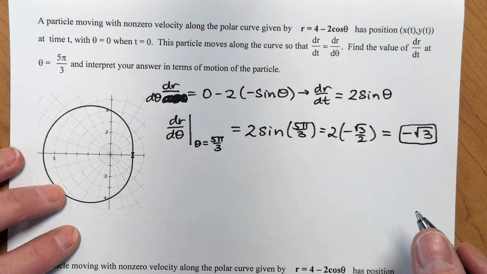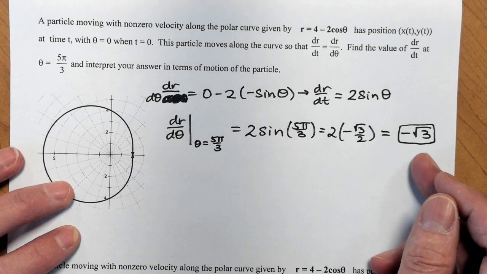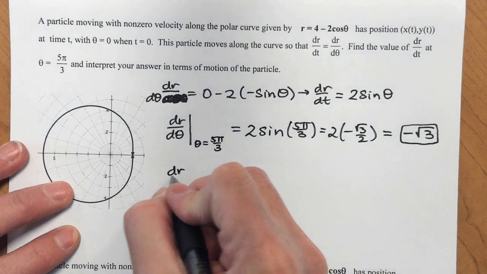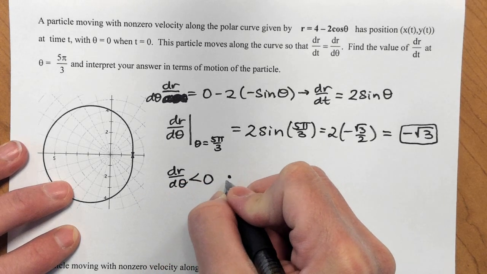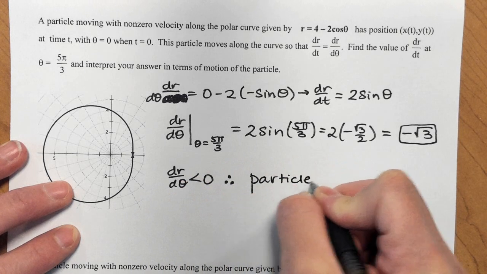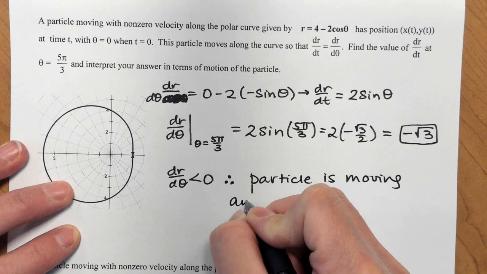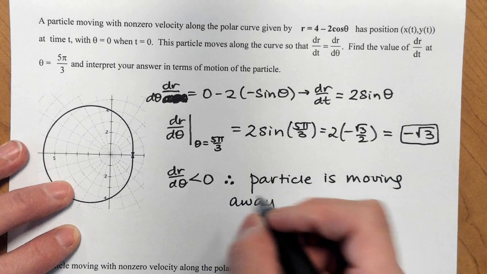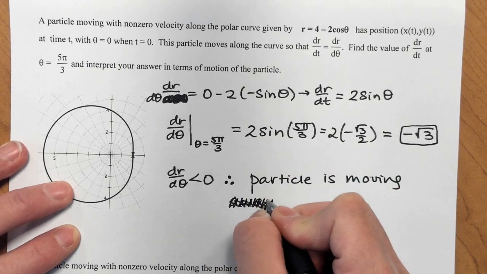So interpret my answer in terms of the motion of the particle. Let's think about the particle motion relationships we just talked about a moment ago. I'm going to say that dr/dt is negative. Therefore, the radius is getting smaller. So the particle is moving away from the origin. Oh, sorry. The radius is getting smaller. Let's back that up. The particle is moving towards the origin.